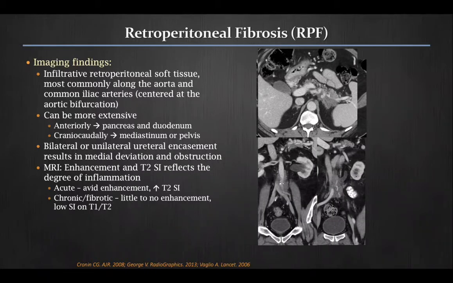On MR, if we were to image these, the imaging findings reflect the degree of inflammation. So if there's acute inflammation, you'll have avid enhancement and increased signal on T2-weighted images, whereas if you're in more of a chronic or fibrotic phase, there'll be less enhancement with low signal intensity on both T2 and T1 weighted images.